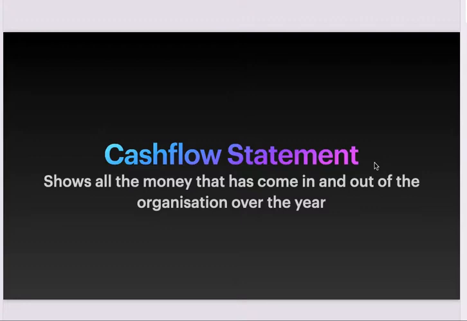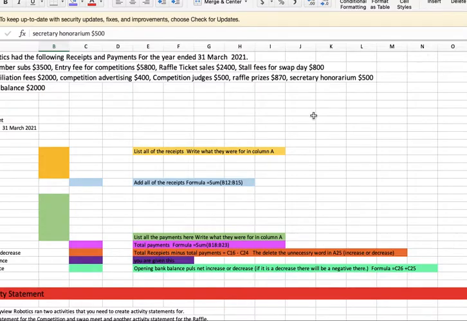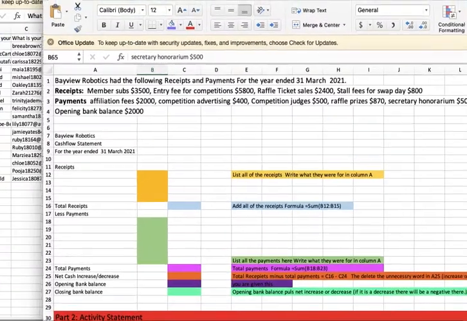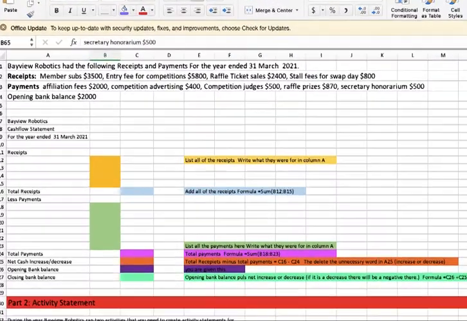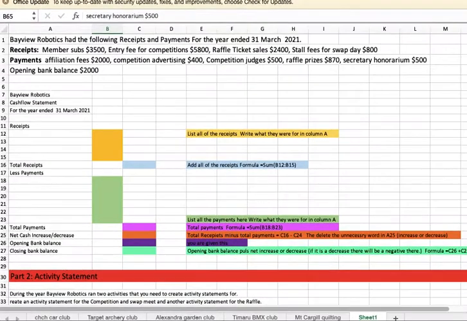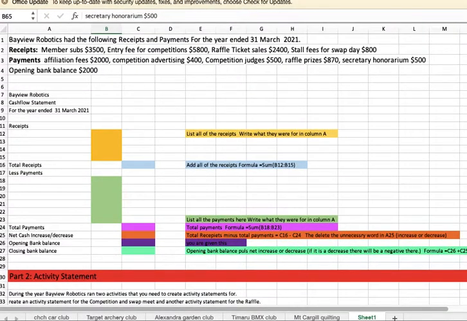Okay, so we're working in Excel. And we've got an example that we did in class, which is the Bayview Robotics. I'm just going to move it so we can get it in the screen. All right, so Bayview Robotics has the following receipts and payments. They've got some member subs, some entry fees from a competition that they ran, some ticket sales, and they had a swap day as well. So they had stall fees for people who wanted to swap some of their robotics equipment. So we're going to set up our cash flow statement.